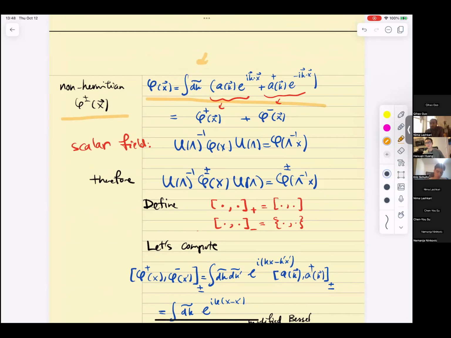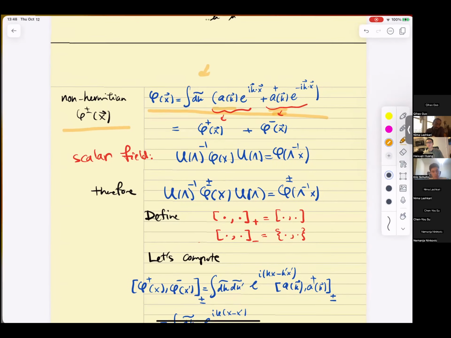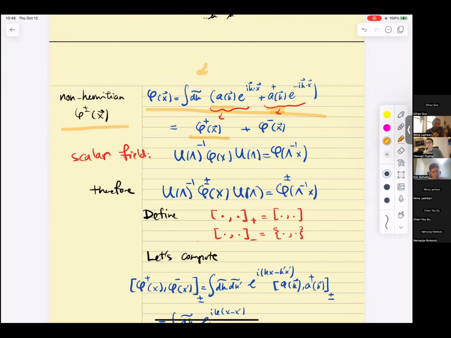We expanded the scalar field this way, right? And then the next step that I took in the last lecture was I declared that A and A dagger will have to satisfy canonical commutation relations. Let's not do that. Let's just split this into two terms, call this term phi plus and this term phi minus. The phi plus has only A, phi minus has only A dagger. Maybe I want it the other way around. Doesn't matter. The point is that now these are non-Hermitian things, right?